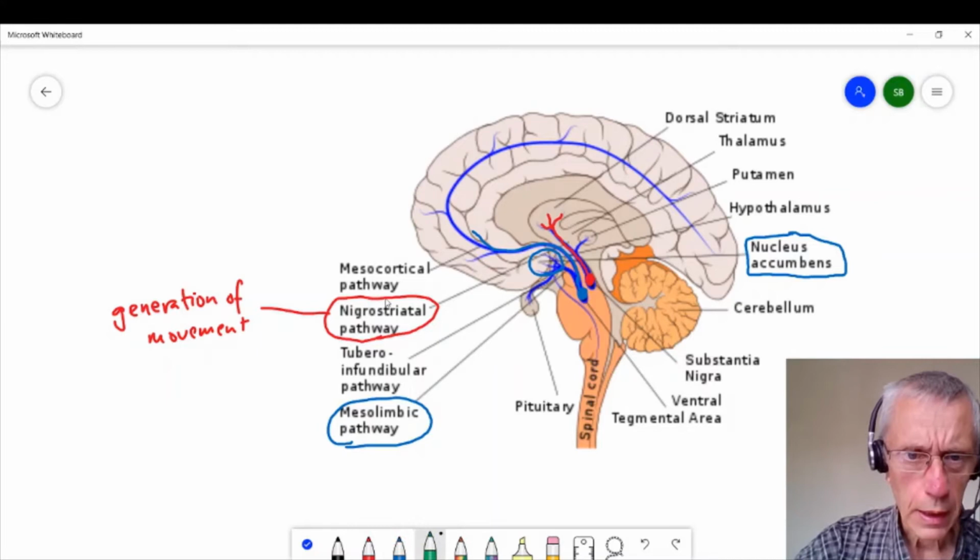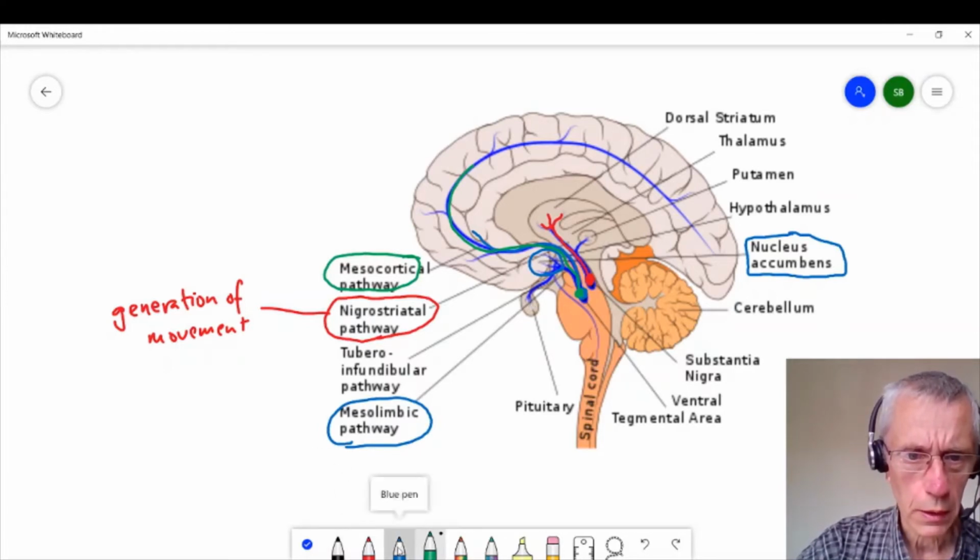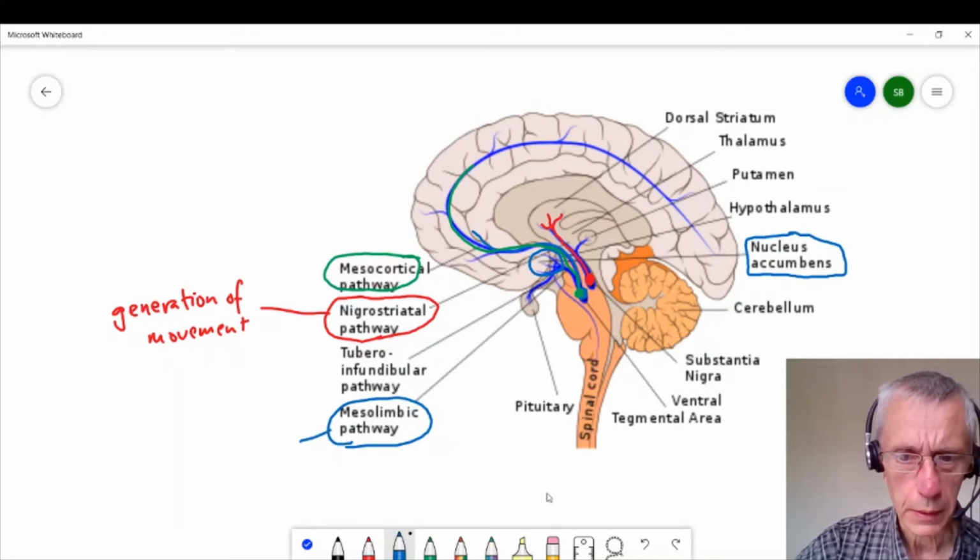Another pathway is the mesocortical pathway, which starts again in the ventral tegmental area and then projects up through to the cortex. And a third one, which we're not going to mention too much today, is this tuberoinfundibular pathway, which projects mostly to the pituitary and controls the secretion of things like prolactin. So the important ones for us are the nigrostriatal pathway and the mesolimbic pathway.